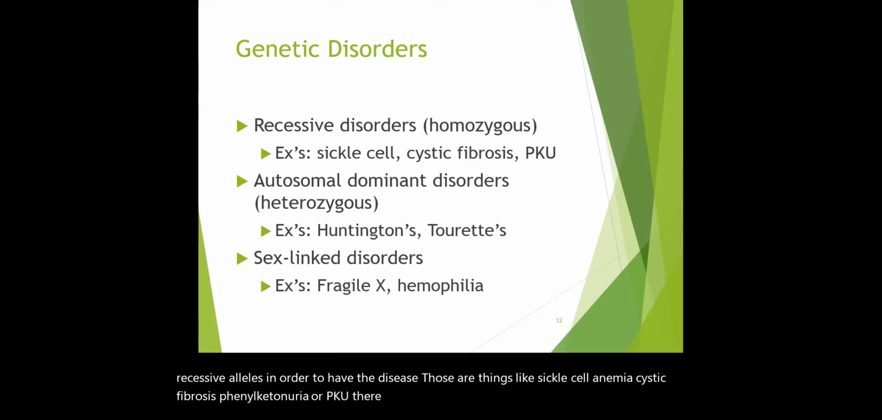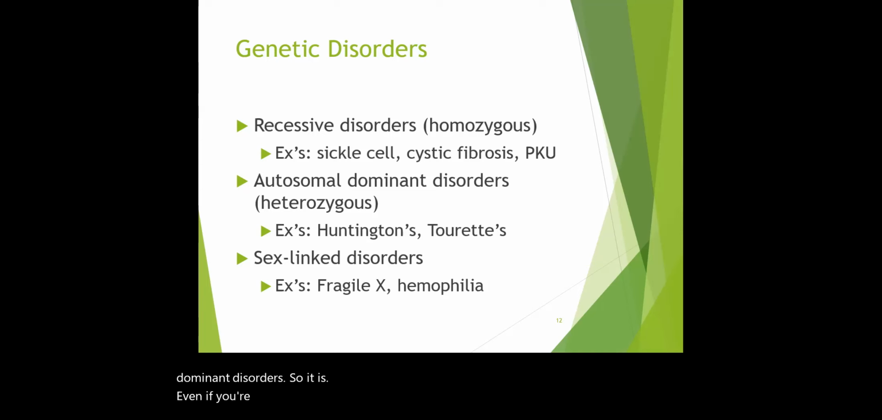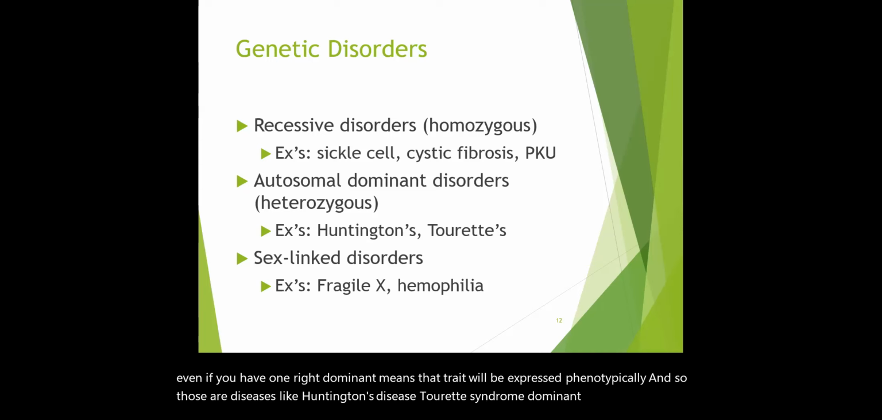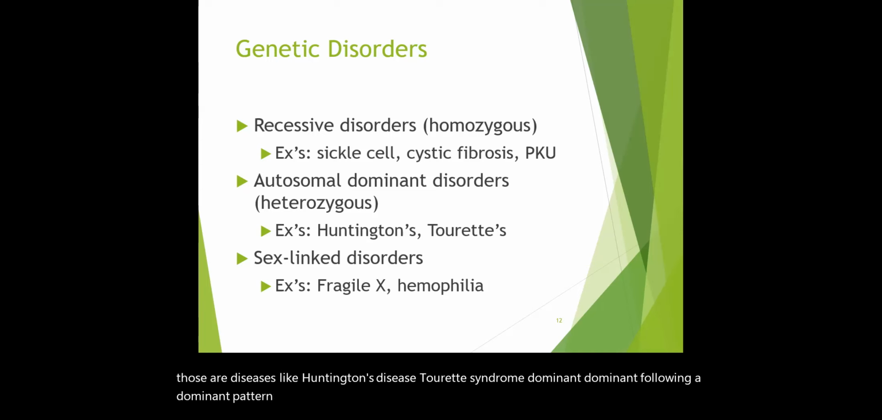There are some genetic disorders which are autosomal dominant disorders. So even if you're heterozygous, you will still have that disorder because it is a dominant trait. Dominant means that trait will be expressed phenotypically. And so those are diseases like Huntington's disease and Tourette syndrome, following a dominant pattern of inheritance.